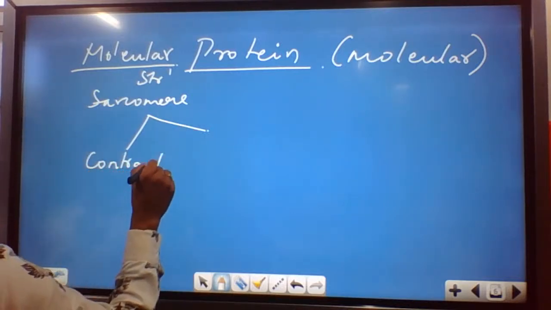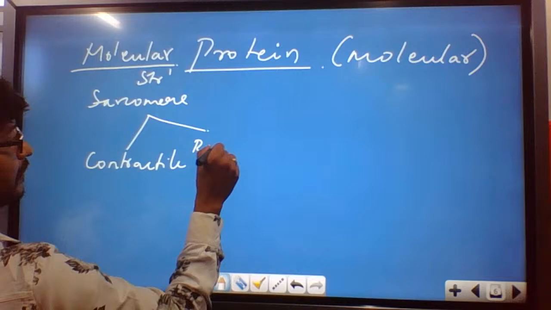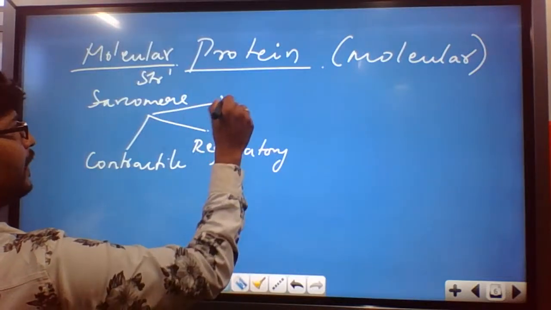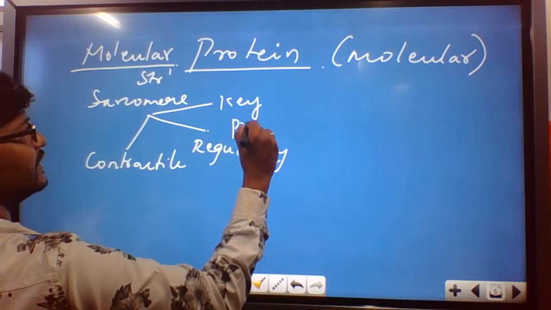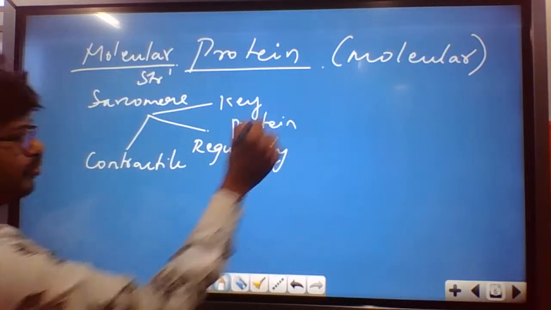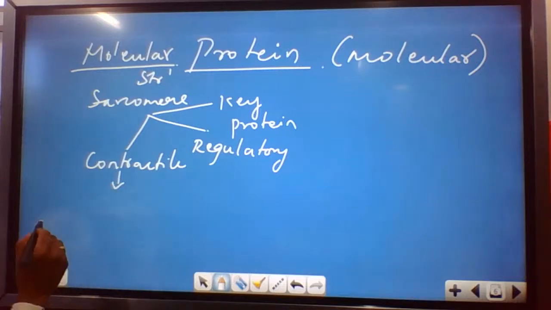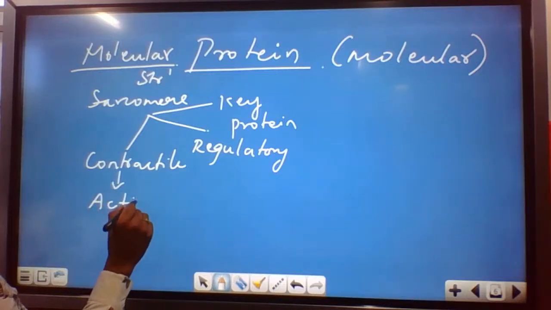Contractile protein, regulatory protein, and there is something called the key protein, which we can also say. So there are three types of proteins actually, right? Contractile protein, which consists of actin.